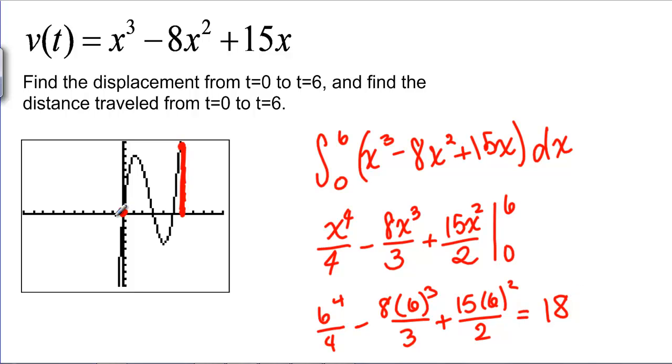Since he started at 0... well, I guess we don't even know that. We know the velocity was 0 when he started. We know he started not moving and started speeding up, but we don't really know what the position was when he started. But wherever he started, he is now 18 units away.